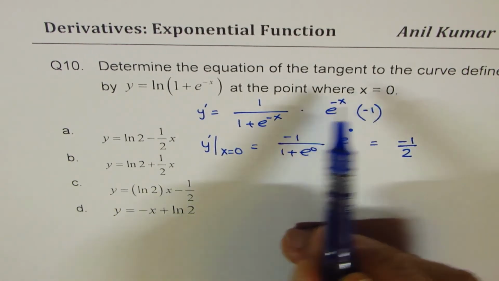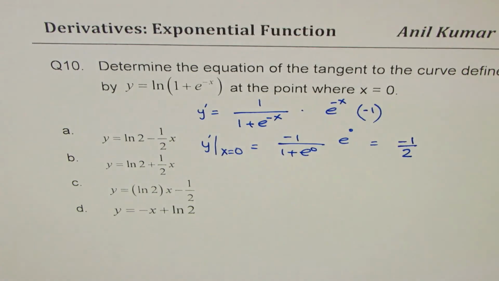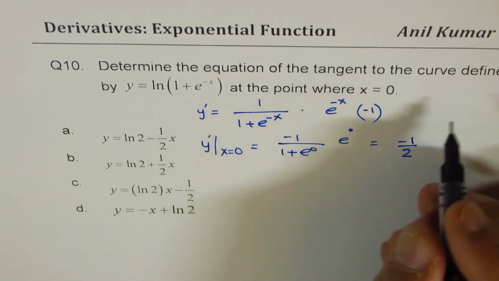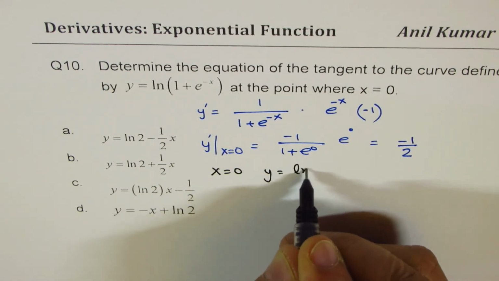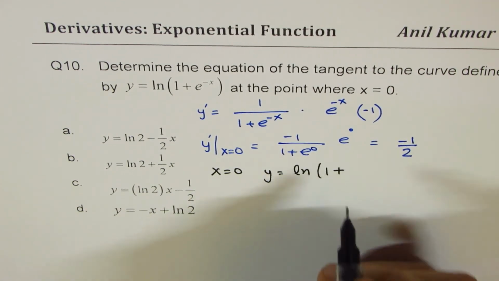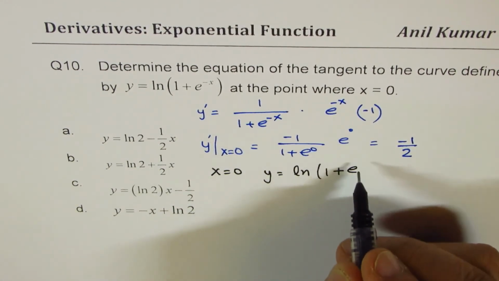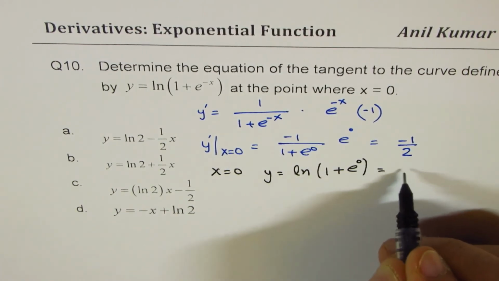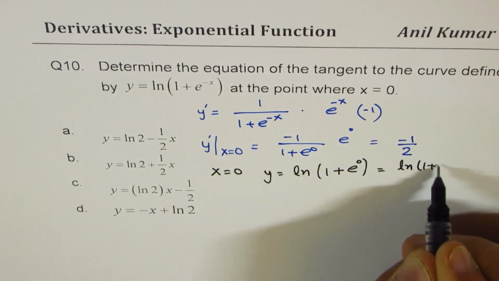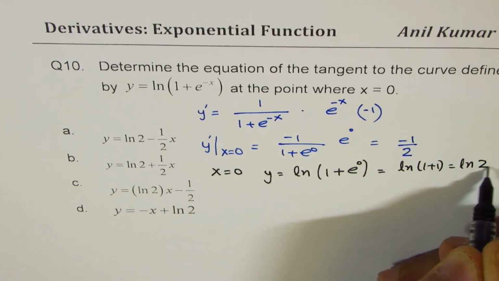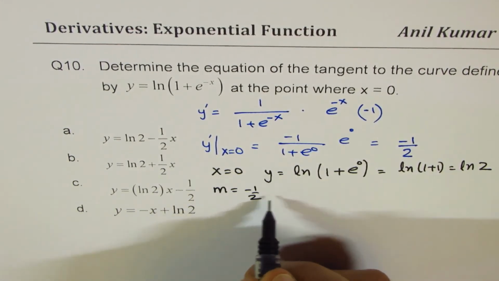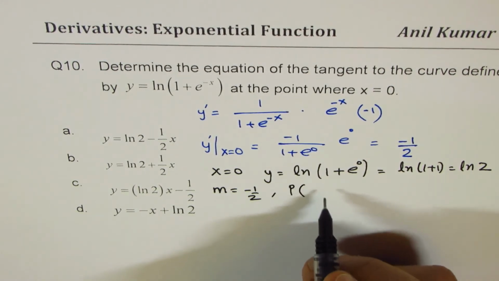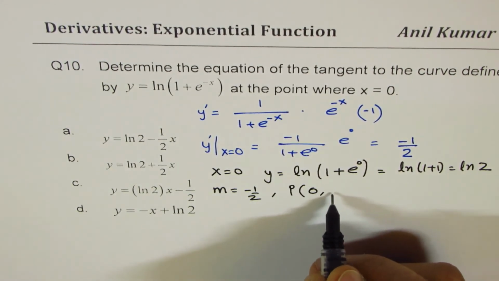Now, if I substitute 0 here, what is the value of y? We should find this also, right? So for x equals 0, y equals ln(1 plus e to the power of 0), which is ln(1 plus 1), which is ln 2, right? Therefore, now we have slope m equals minus half, and the point is (0, ln 2).